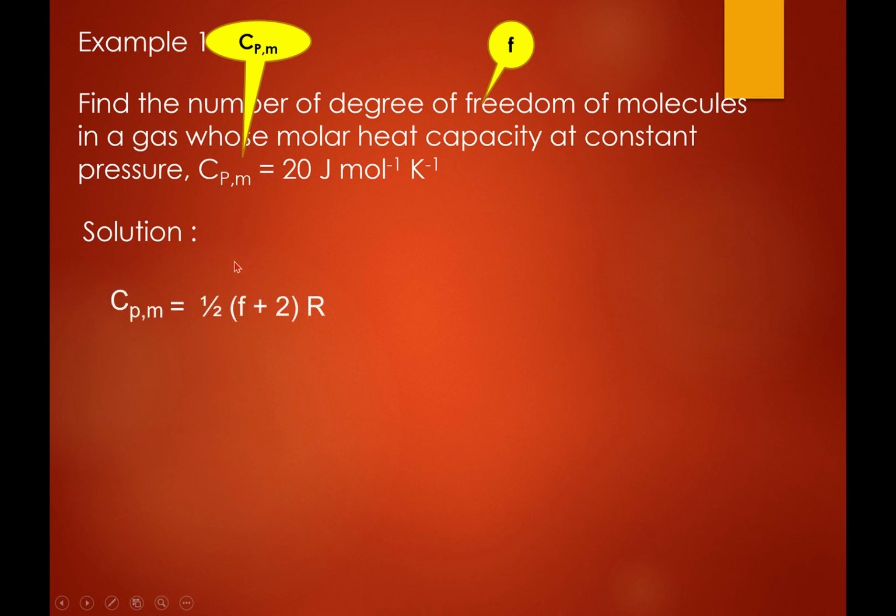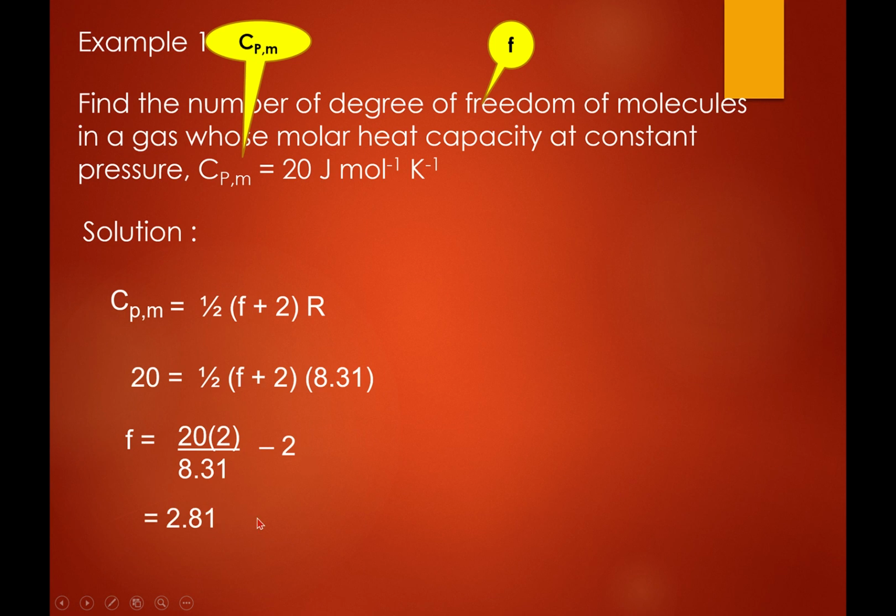And from the equation we have derived before, CPM is equal to (F/2 + 1) times R. So we substitute the CPM given, 20 equals (F/2 + 1), and R is 8.31. So we get F equals 20 times 2 divided by 8.31, minus 2. And the answer is 2.81.